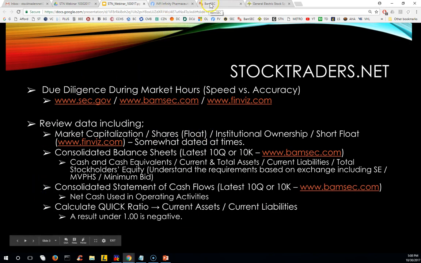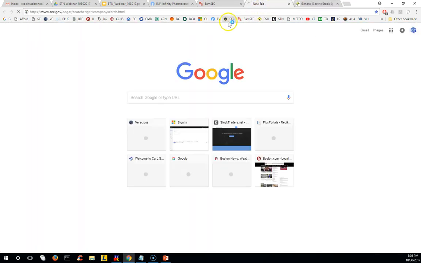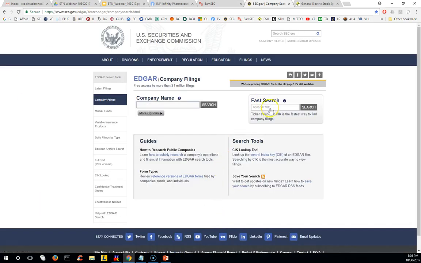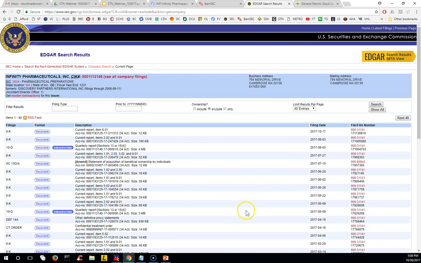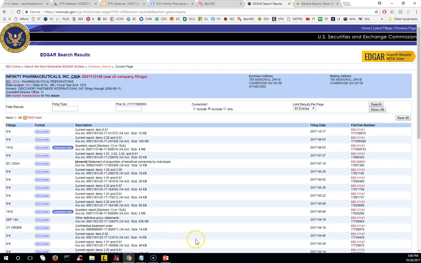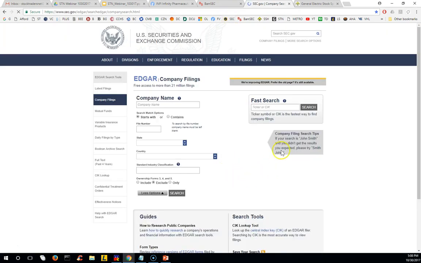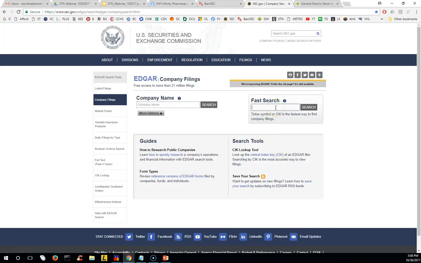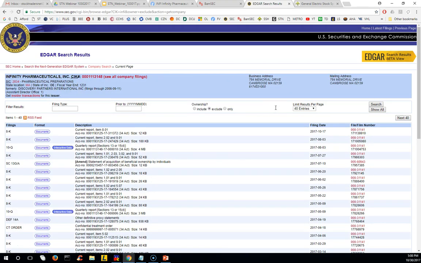All right, and there's several different ways to view this information. One is sec.gov. This is all free for anyone to use, and again, you'll get all the links here that I've discussed: sec.gov, BAMSEC, which we'll be reviewing, and FinViz. So sec.gov basically brings you into their homepage. I always use the fast search, and again, for tonight's example, we're using INFI.